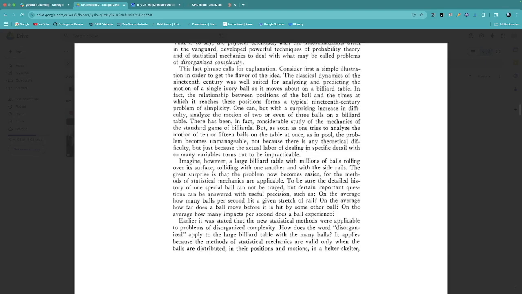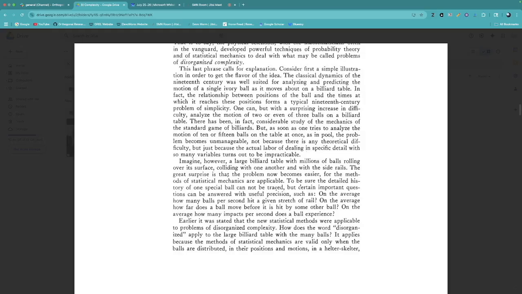Imagine, however, a large billiard table with millions of balls rolling over its surface, colliding with one another and the side rails. The great surprise is that the problem now becomes easier, for the methods of statistical mechanics are applicable. So now we can use different techniques. We don't have to just use the equations of motion. We can use statistical mechanics as a theoretical tool, and we can model this as an ensemble instead of just tracking each ball.